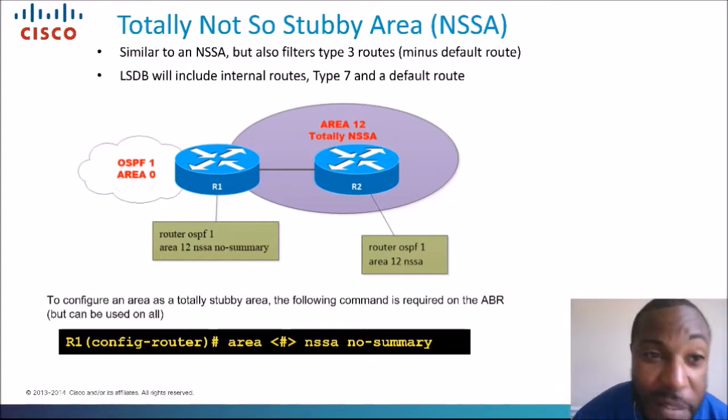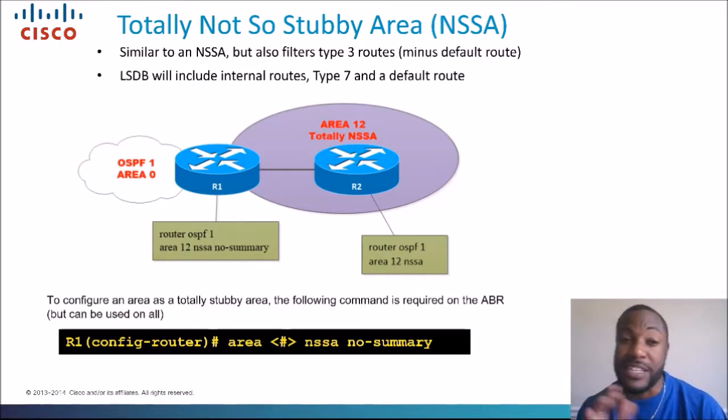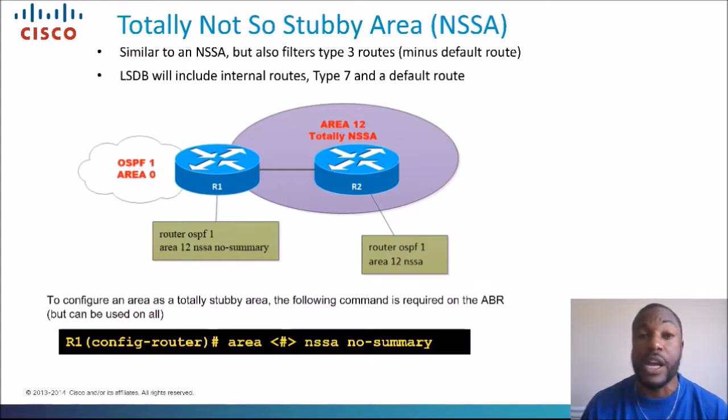Yes, Cisco named this area a totally not so stubby area. What's that? A totally not so stubby area is similar to an NSSA, a not so stubby area, but it also filters type 3 routes and does not inject the default route. So how do you get out then is what you were wondering, right?